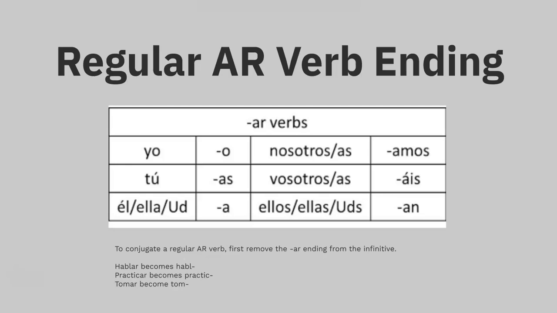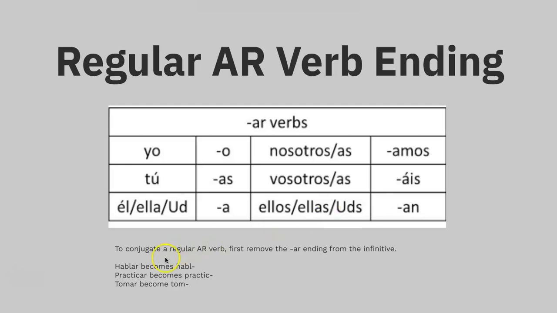Nosotros or nosotras, which is we, is going to be an AMOS ending. Vosotros or vosotras is an AIS ending. And ellos, ellas, and ustedes, which is they or all of y'all, are going to be an AN ending. And I just want to note this accent here. This is also something that is different in Spanish that we don't have in English, but those accents are really important for us to emphasize where we're speaking, and also should be in our written form as well.